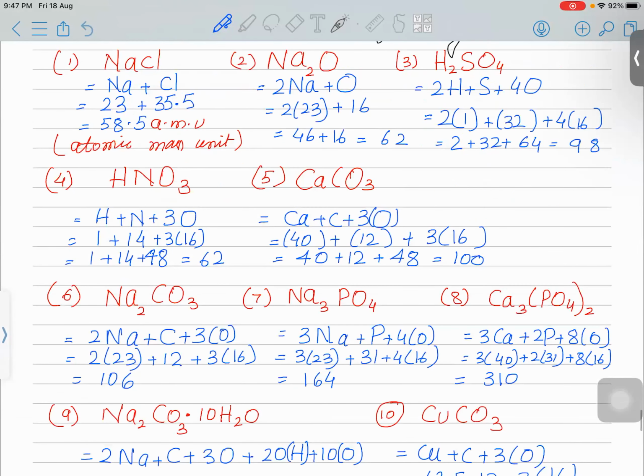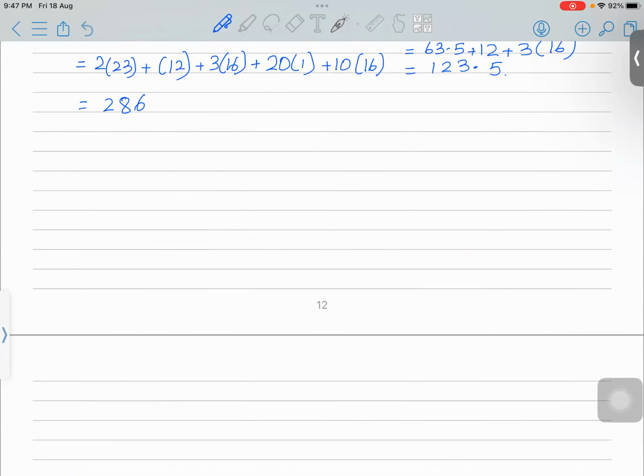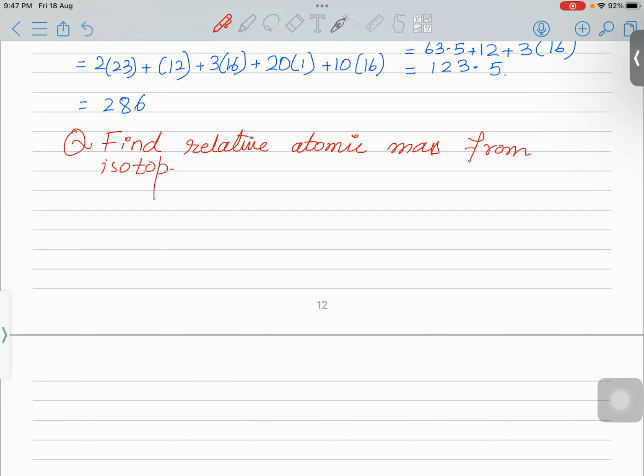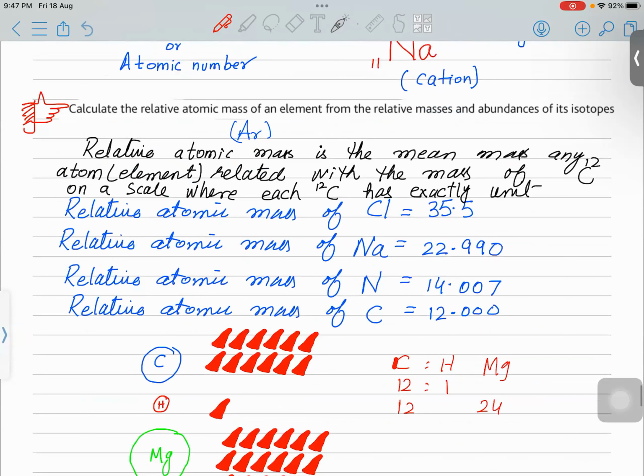This is all about relative molecular mass, MR. Now find relative atomic mass from isotopes. This is our topic, relative atomic mass and abundance of its isotope.